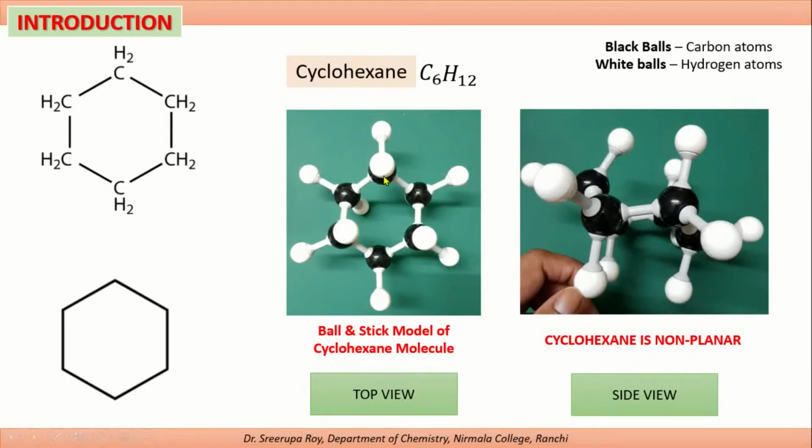But when we focus on the side view of this molecule, in its most stable form at room temperature, we find that two of the carbon atoms are not lying on the plane. Hence, cyclohexane is a non-planar molecule, as we can see from this ball and stick model. We will see the reason shortly.